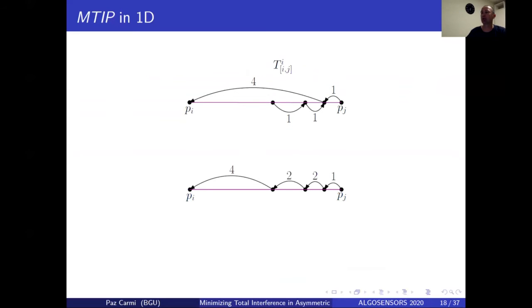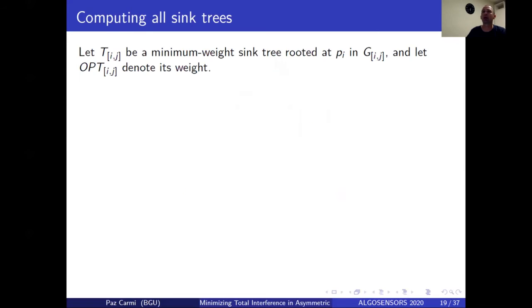Notice that if we want to compute a sink tree rooted at Pi, the minimal one is not that Pi plus 1 will be directed to Pi and so on. Because you can see that when everything is just going left to the first consecutive point to the left, the weight of this tree is 9, while if we do something a little bit different, then we get, for example, here, the weight will be only 7. So it's also not clear how to compute these minimal trees. So let Tij be a minimum weight sink tree rooted at Pi in Gij, and let opt_ij denote its weight.